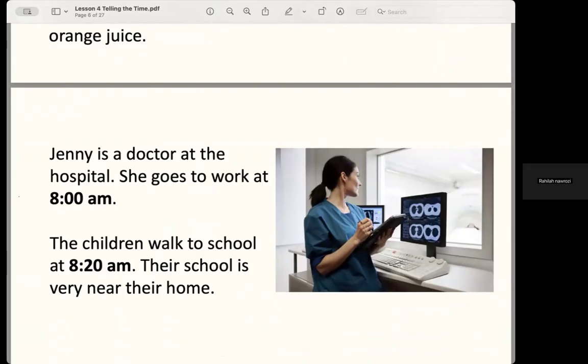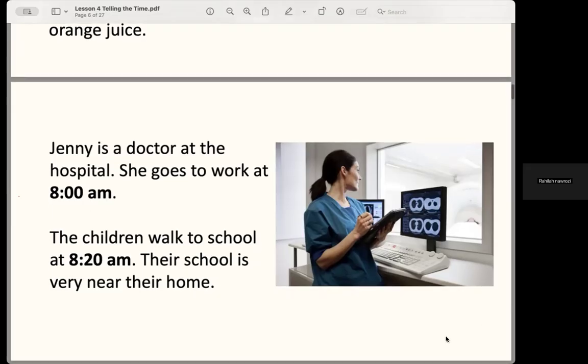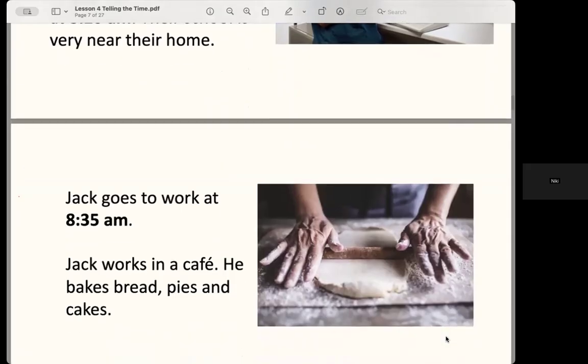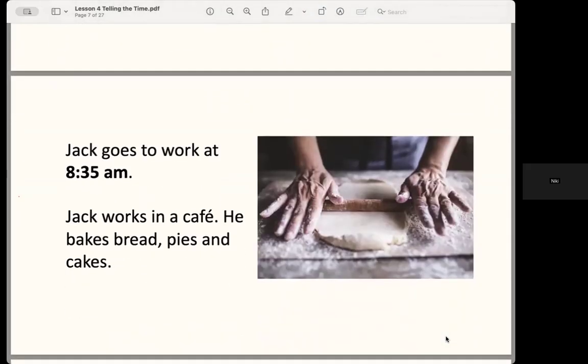Jenny is a doctor at the hospital. She goes to work at 8 a.m. The children walk to school at 8:20 a.m. Their school is very near their home. Excellent. Thank you, Rahila.